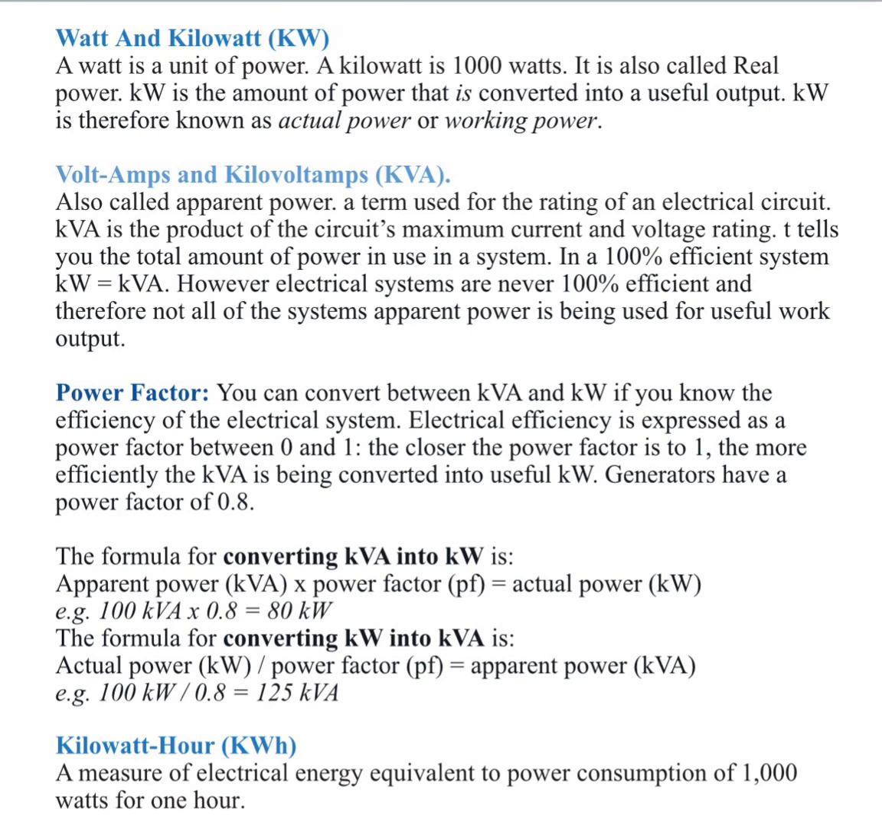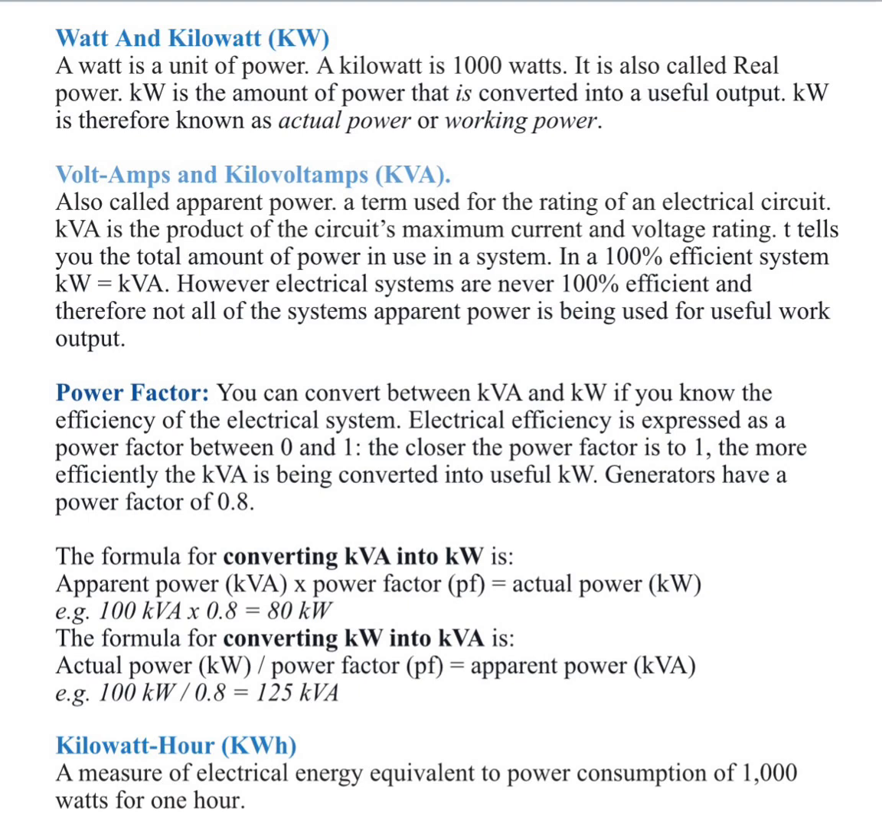You can convert between kVA and kilowatts if you know the efficiency of the system. For example, most hybrid inverters have a power factor of 1, so a 6 kVA inverter is 6 kilowatts. If you see an inverter that is 10 kVA but the power factor is 0.8, just multiply 10,000 times 0.8 to give you 8,000. It means the efficiency of that inverter is 80% or 0.8. Are you following? So you can convert between kVA and kilowatts if you know the efficiency of the electrical system.